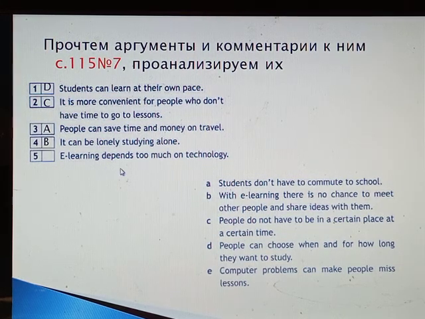E-learning depends too much on technology. Computer problems can make people miss lessons. It is one more disadvantage. So you have got 3 arguments in favor and 2 arguments against e-learning.